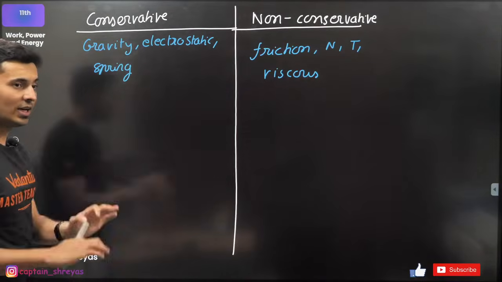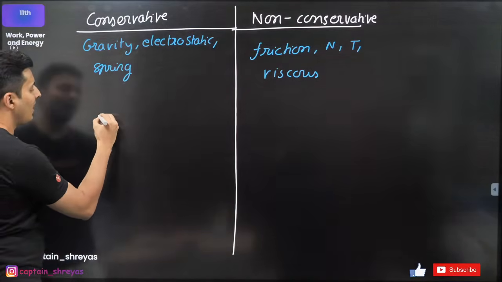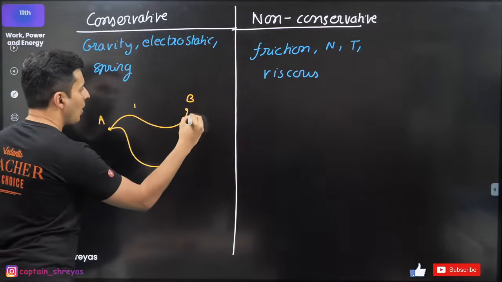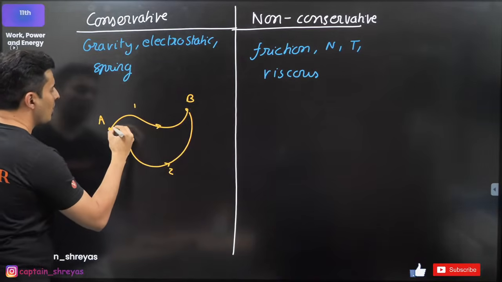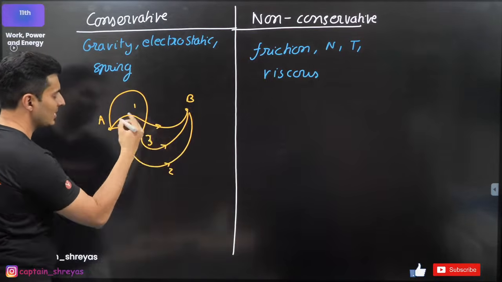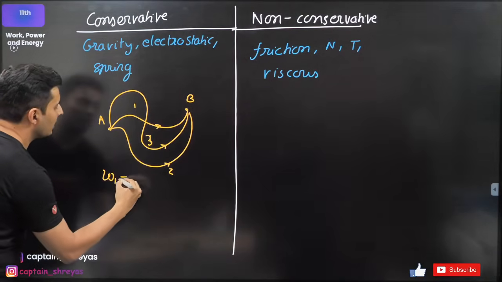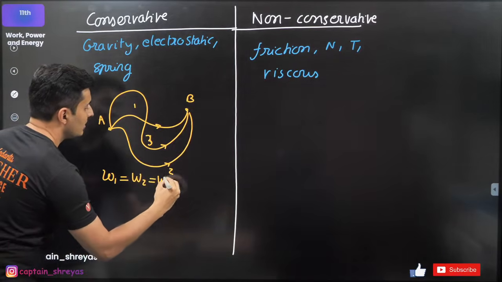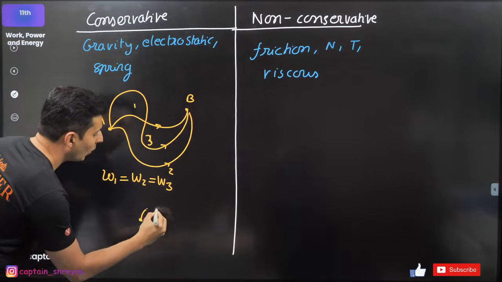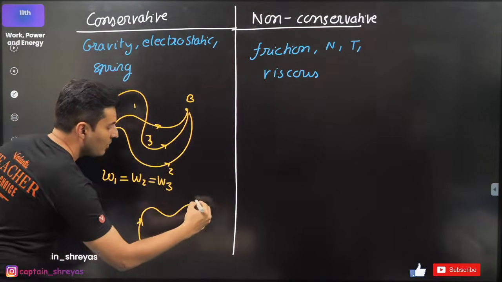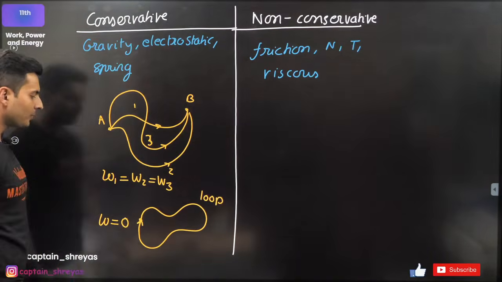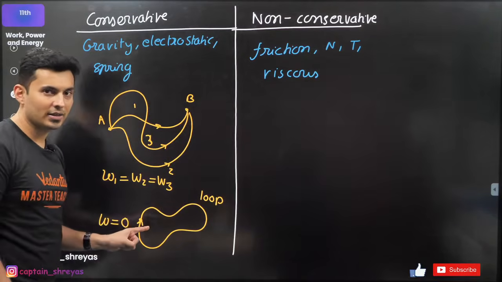The concept of conservative is that if you go from one point A to point B, whether via path 1, path 2, or path 3, it doesn't really matter. Work done by path 1 is equal to work done by path 2 is equal to work done by path 3. It's independent. Not just that, if you go via any path and come back, basically a loop, then the total work done is 0 when you come back to the same point.